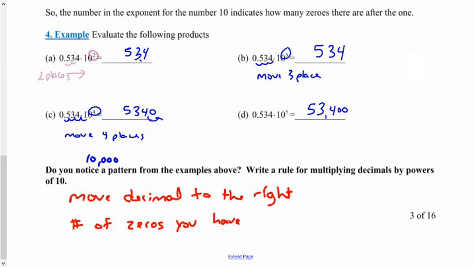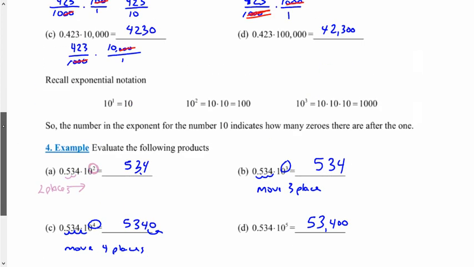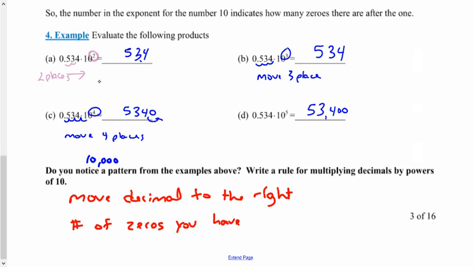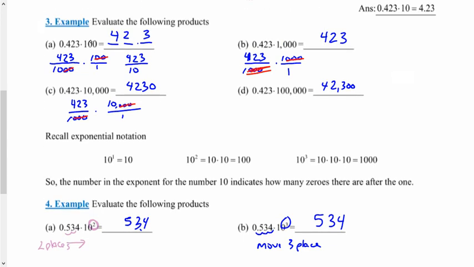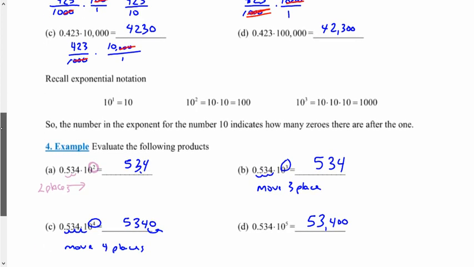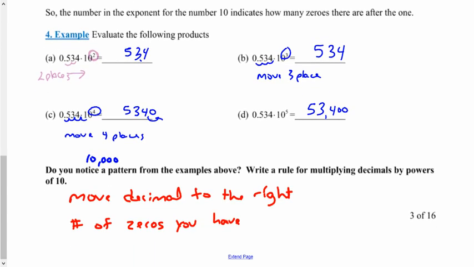Okay, so we're going to move the decimal to the right, the number of zeros that you have. If you're multiplying by 10 to the 5th, you move it 5 places. If you're multiplying it by 100,000, I just say, oh look, 1, 2, 3, 4, 5 zeros. So I move it 5 places, right? If I'm multiplying it by 100, that's 2 zeros, so we move that decimal 2 places. That's how I got 42.3. So we just count the number of zeros that we have.